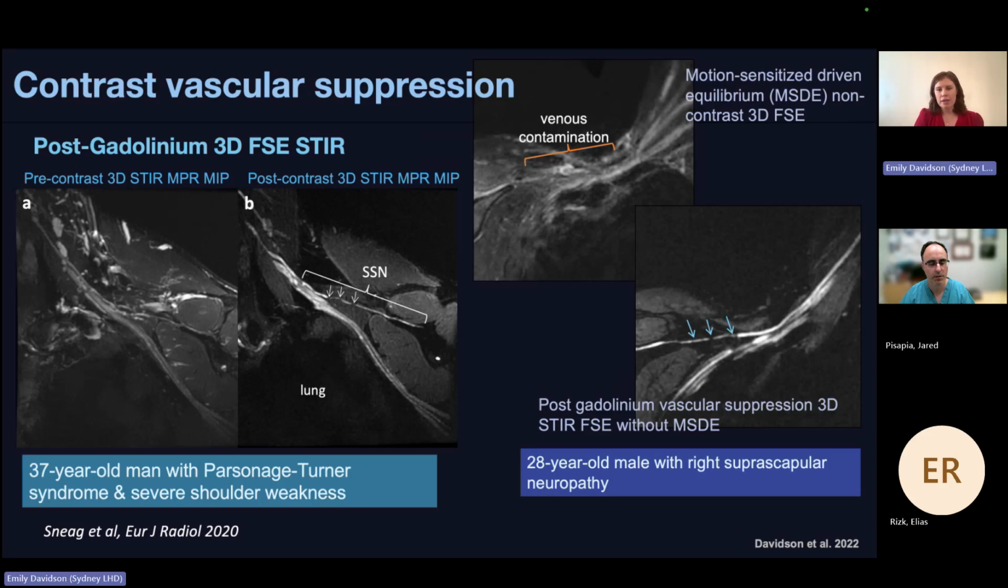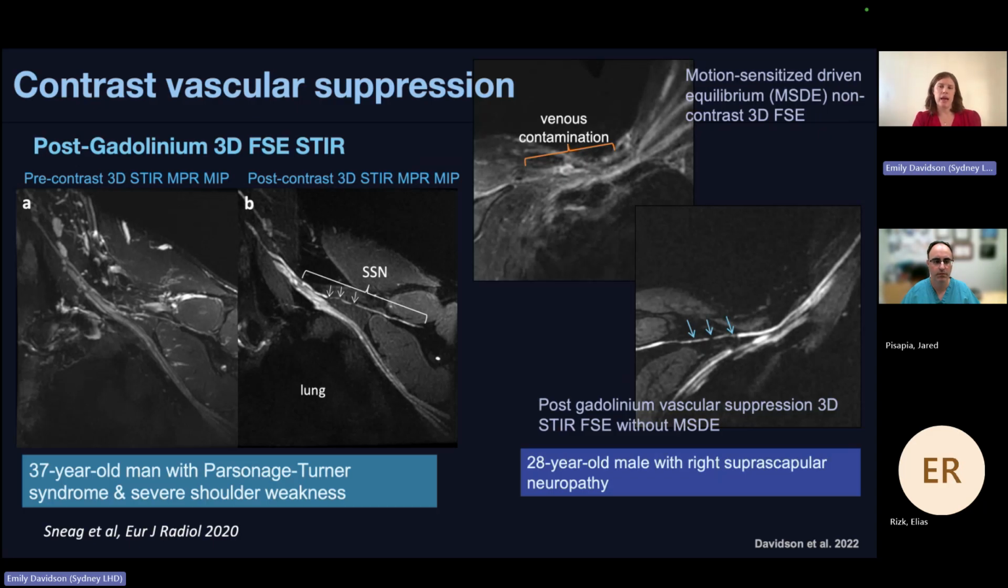Now, contrast, I get asked a lot to do examinations with contrast. And contrast is not really useful to look for nerve pathology. And this is because contrast needs to be done with a T1 weighted sequence. And we just spoke about how T1 is not very good at looking at nerves. And nerve pathology shows up as edema, and that's better on T2 weighted sequences. So contrast is almost, we never really use it apart from in certain circumstances.